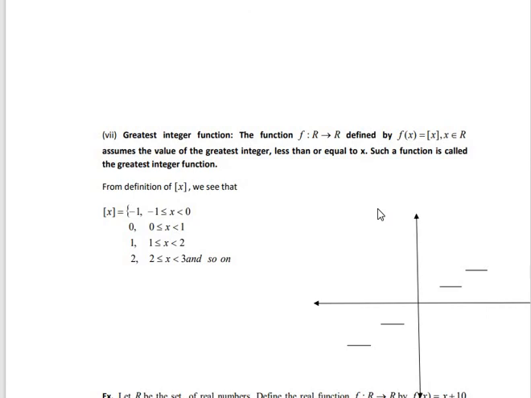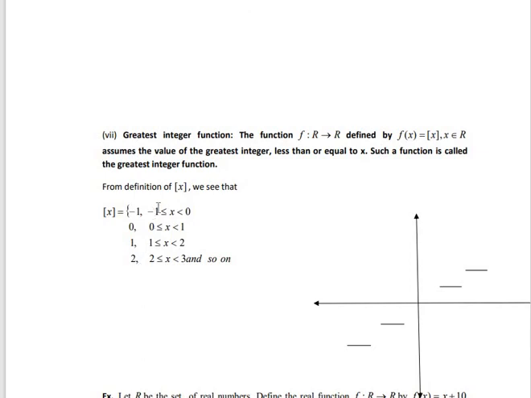When x lies between 1, including 1, and 2, the value of box x is 1. If you choose x between 2 and 3, the value of box x is 2. In the next step, if x lies between 3 and 4, the value of box x is 3.